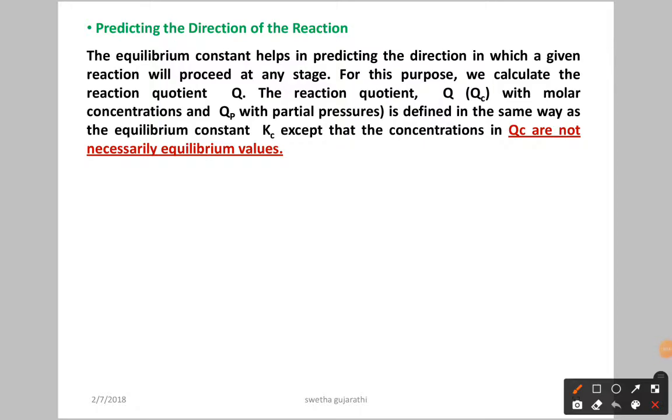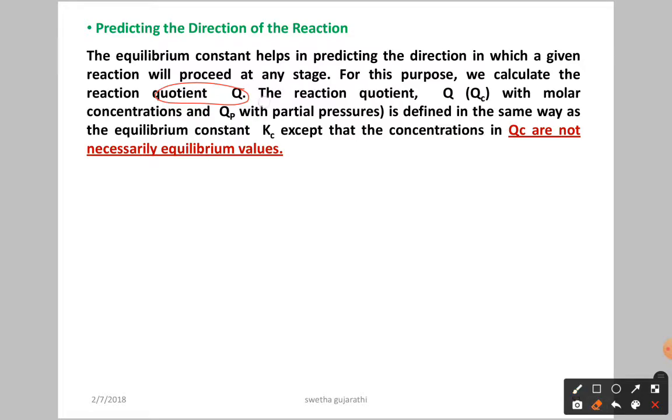The equilibrium constant helps in predicting the direction in which a given reaction will proceed at any stage. For this purpose we calculate the reaction quotient. Here we have a new terminology, the reaction quotient Q. I will discuss what that is.